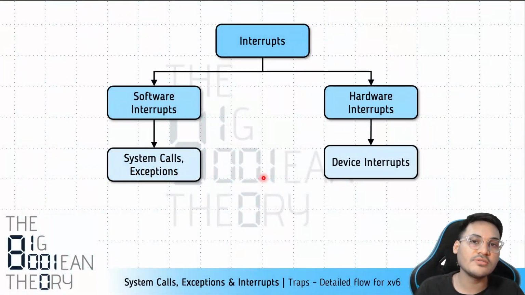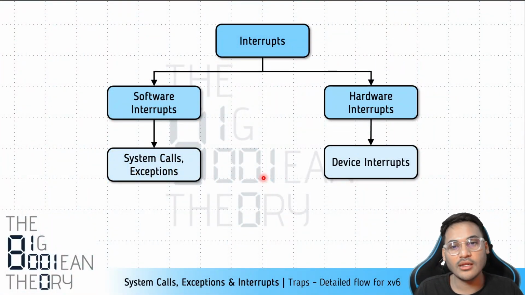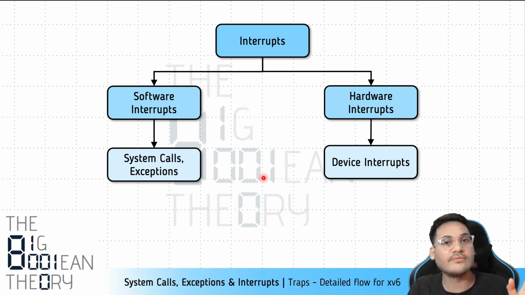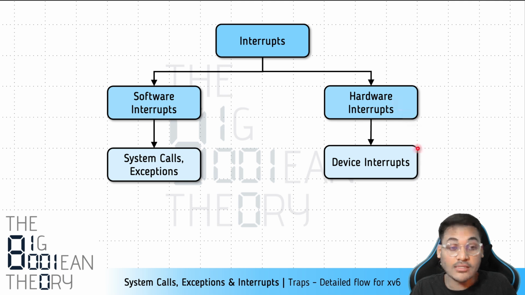Throughout this topic, we have been talking about interrupts, right? And as we have studied, there are two types of interrupts. One that is generated from the software, known as software interrupts, and system calls and exceptions are different types of software interrupts, right? And the other type of interrupts is generated from the hardware. That is why it's called hardware interrupts, and the example is device interrupts. These are the interrupts that come from IO devices and other pieces of hardware on the computer system, right?